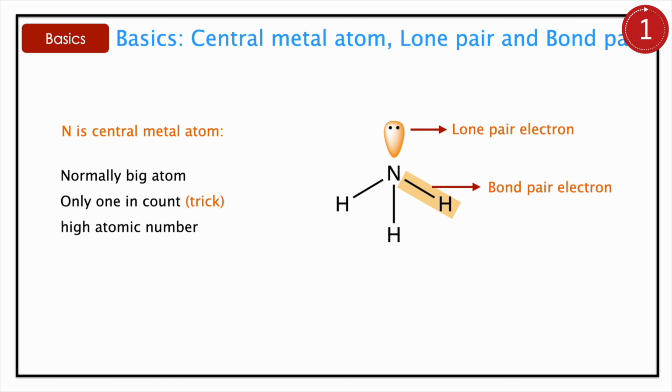Then the basics. What is the central metal atom? What is a lone pair? What is a bond pair? The central metal atom is the atom which is normally bigger, only one in count, mostly of high atomic number, which will hold all other atoms at the center. The connected atoms are called bonded atoms. The electron pair which bonds both the atoms is called a bond pair. Lone pair means the pair of electrons that don't involve in the bonding, but sit on the central metal atom. So lone pair and bond pair are different. The repulsion of a lone pair is higher. So while analyzing the shape, the important fact is the position of the lone pair.